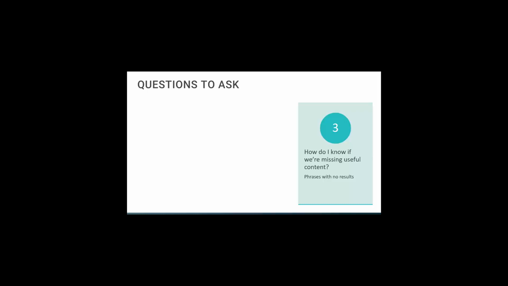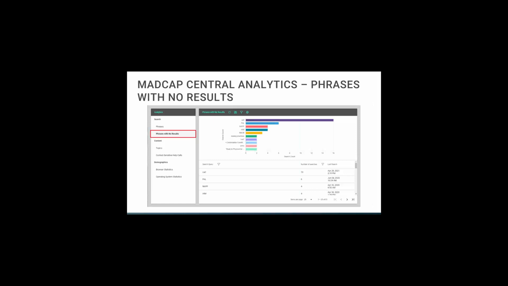documentarian perspective because, maybe like I said earlier, we've worked so hard on getting this documentation out. How do we know we're missing something? You know, you don't know unless somebody tells you, right? And instead of proactively asking this information, you can use this reactive approach to gather this kind of information. So in MadCap Central, we want to look at the phrases with no results tab.